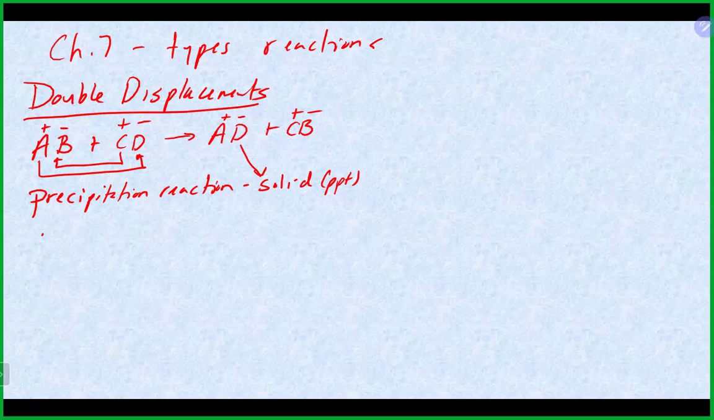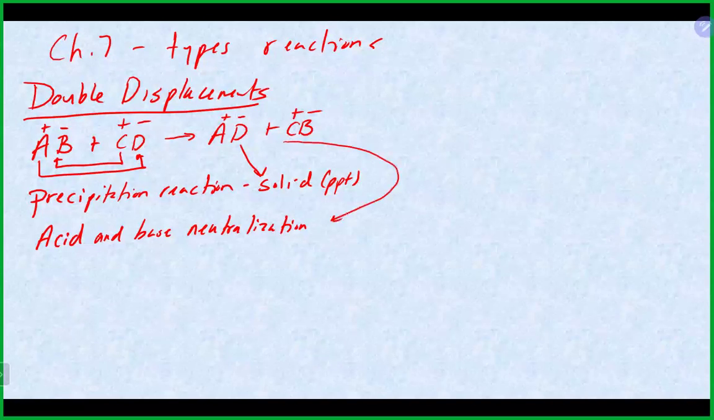The other type of double displacement reaction is more specifically called an acid and base neutralization reaction. The result of that is one of these products will actually make water, which is the second reason why a reaction takes place. Remember, there are three reasons: a solid being formed, water being formed, and electrons being transferred. Double displacement reactions account for two of those three reasons.